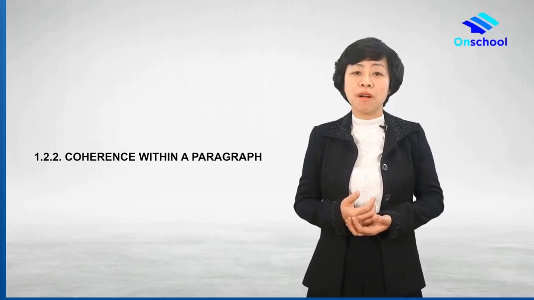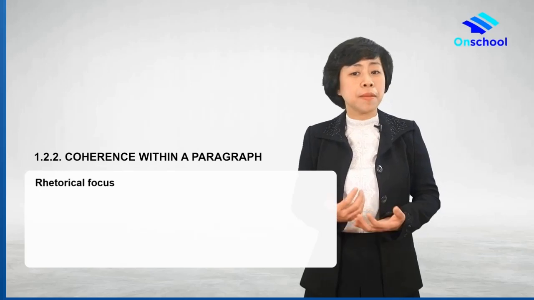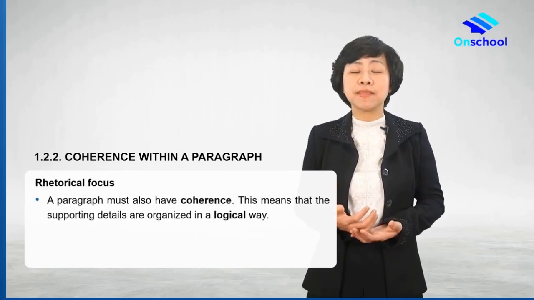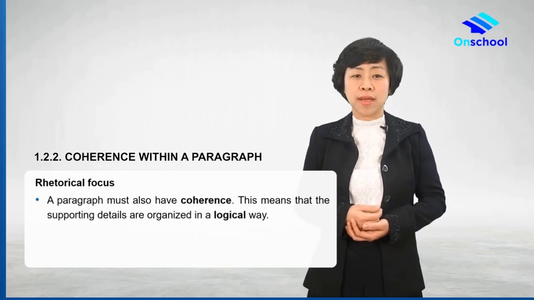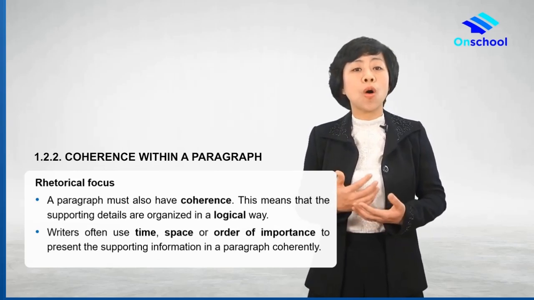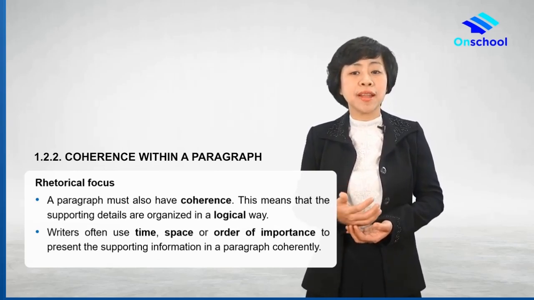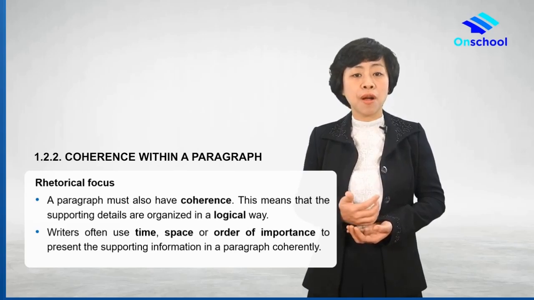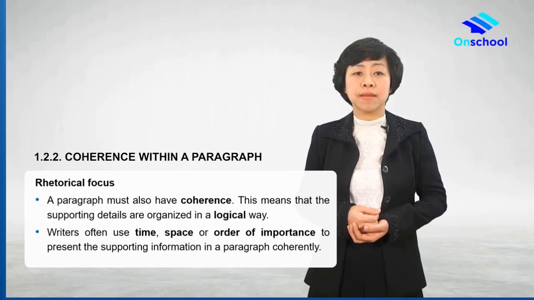The next quality of a good paragraph is coherence. That means the supporting details are organized in a logical way. Writers often use time, space, or order of importance to present the supporting information in a paragraph coherently.